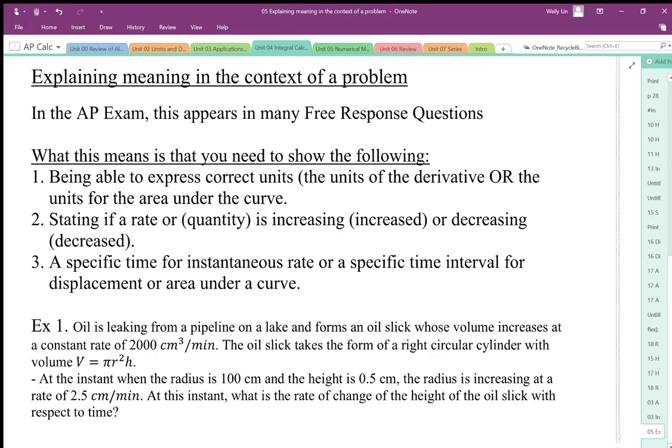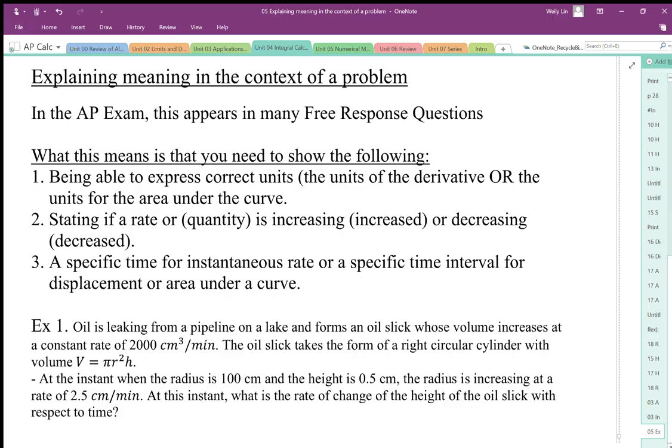In the AP exam, you will often see questions in the free response section say, explain the meaning of your answer in the context of the problem. So when you see this phrase, what it's really looking for is essentially three things. Number one, you're being able to express the correct units, either the units of the derivative as a rate or the units of the area under the curve.